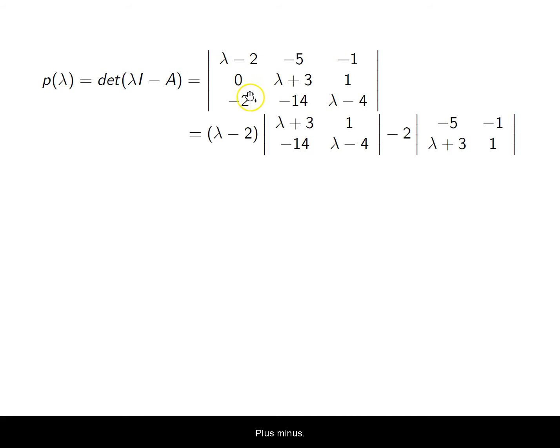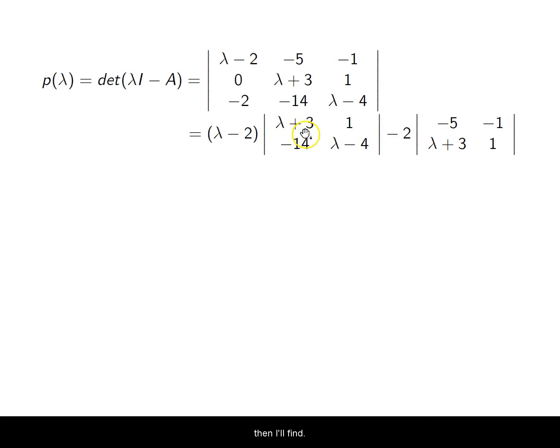Plus, minus, plus a negative is just minus, right? So then this row, this column goes away, and this is the submatrix I have to find the determinant for: negative 5, negative 1, lambda plus 3, and 1. Okay, so that's where this cofactor expansion comes from.